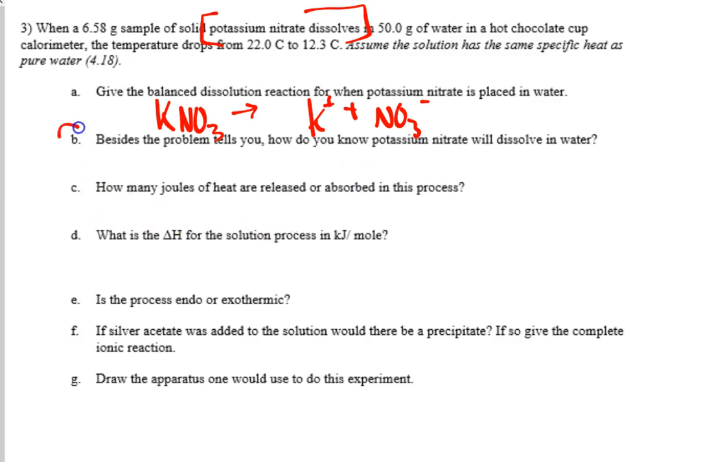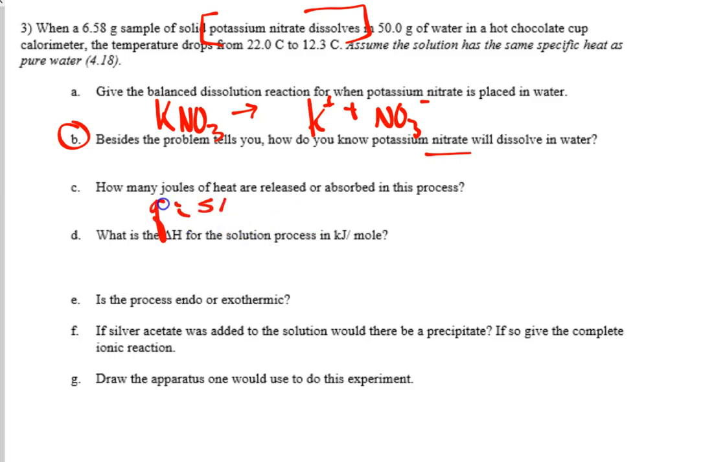Don't say it out loud, but just think through this. Besides that the problem tells you that it dissolves, how would you know potassium nitrate dissolves? Remember that part? All right, letter C, we've done a lot of times.